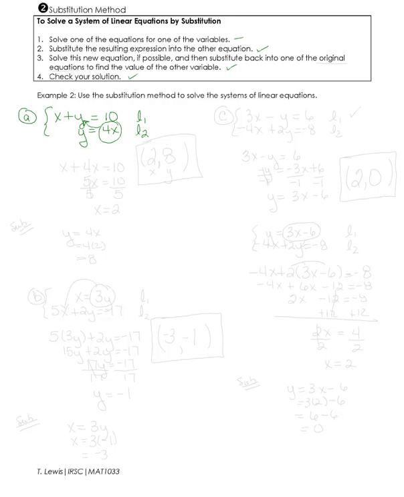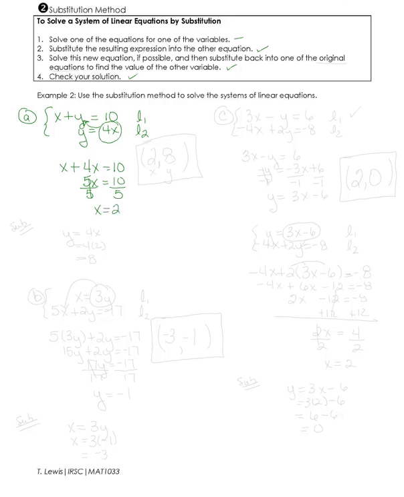And this is what we have. X plus, and where we see y, we're going to plug in 4x, is equal to 10. And let's solve. We have an equation to solve for. X plus 4x, we have 5x is equal to 10. Divide by 5, we have x is equal to 2.